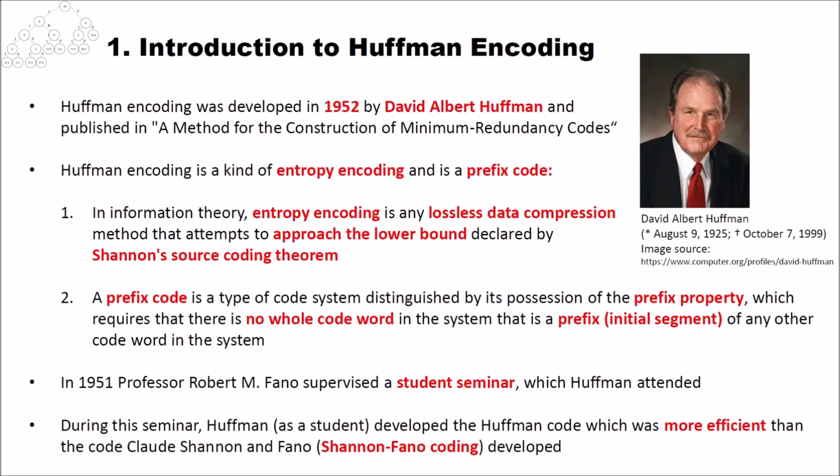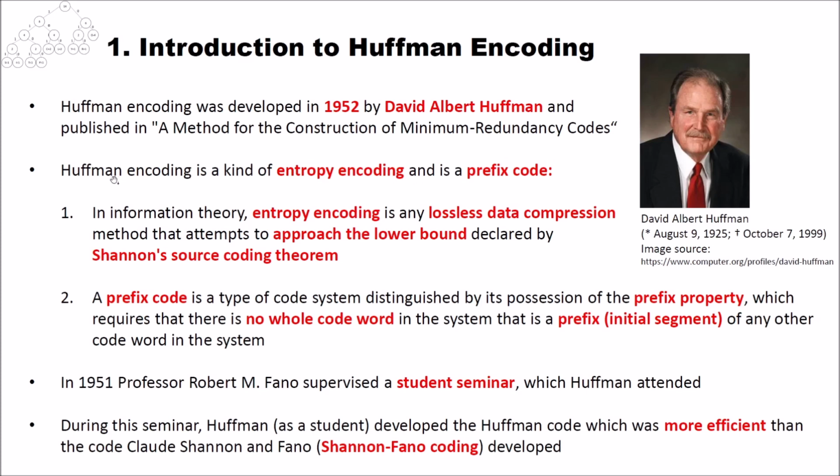Huffman encoding was developed in 1952 by David Albert Huffman and published in A Method for the Construction of Minimum Redundancy Codes. You can see Huffman here on the right side. Huffman encoding is a kind of entropy encoding and is a prefix code.